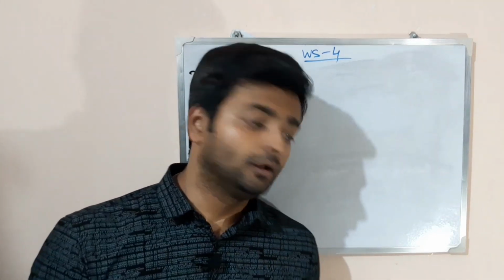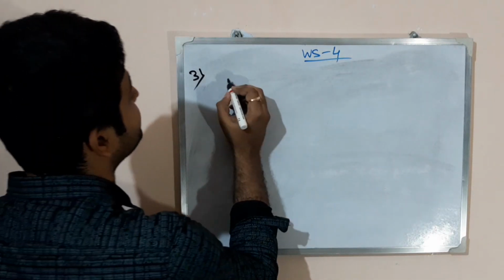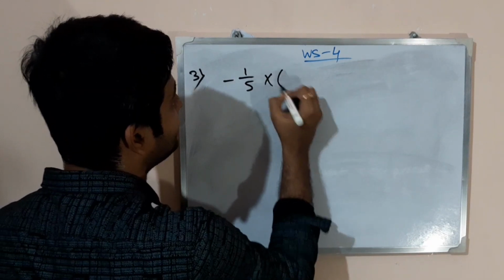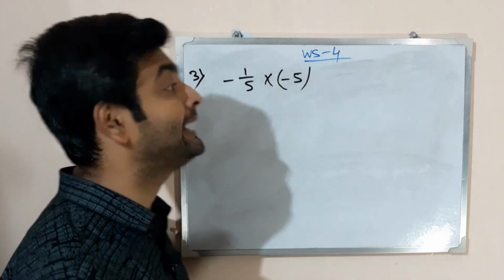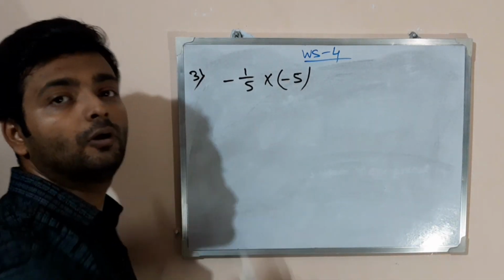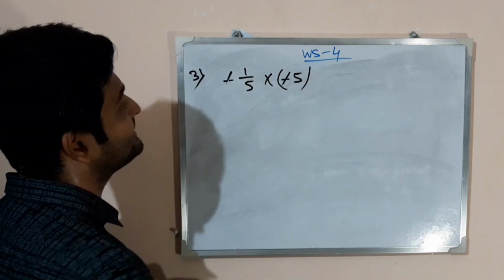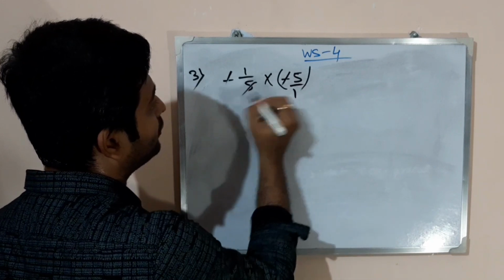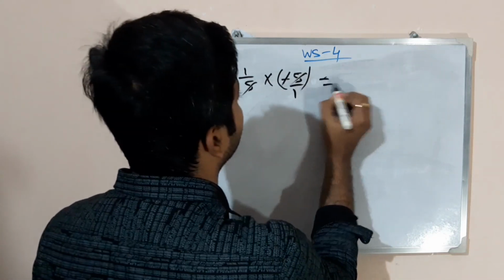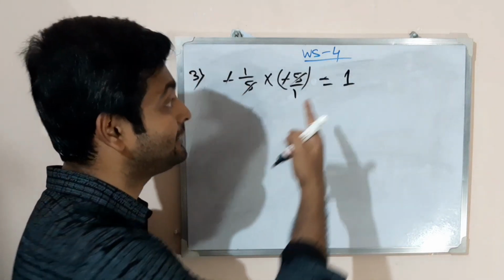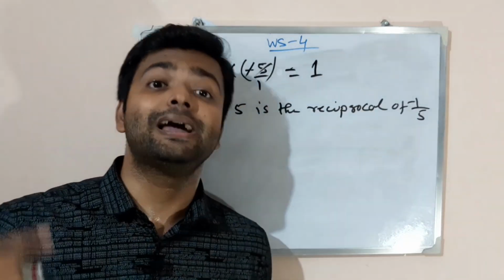Question 3 is similar: check if the reciprocal of minus 1 by 5 is minus 5. Let us check. Minus 1 by 5 and minus 5. You have to multiply. If you get the value 1, then we can say yes, minus 5 is the reciprocal of minus 1 by 5. If you do not get 1, you have to say no. So minus minus cancel, and 5 can be written as 5 by 1. So 5 also cancels, numerator with denominator. So we get 1. Yes, you can see this is 1. So yes, minus 5 is the reciprocal of minus 1 by 5.